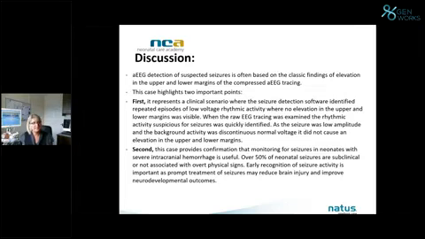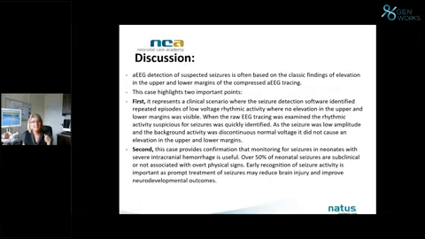Secondly, this case provided confirmation that monitoring for seizures in neonates with severe intracranial hemorrhages is useful, because over 50% of the seizures are subclinical, not associated with overt physical signs. And early recognition of seizure activity is important because prompt treatment of seizures may reduce brain injury and improve neurodevelopmental outcomes.